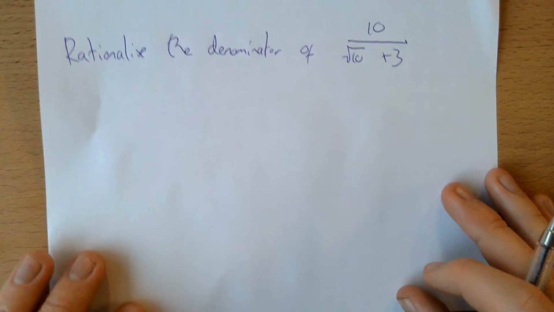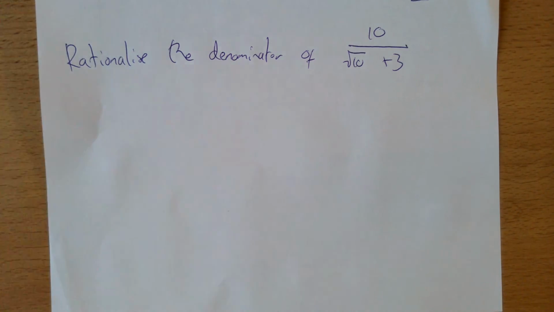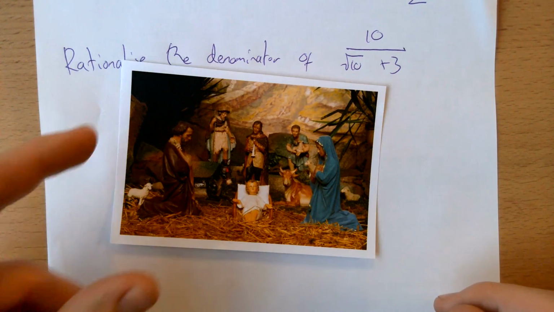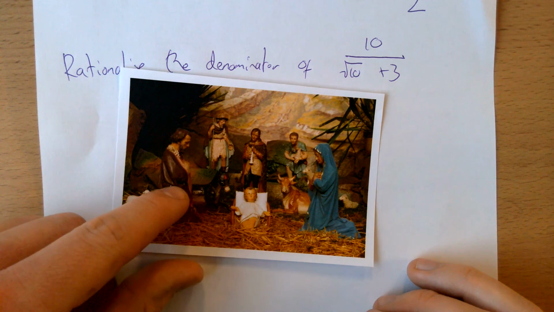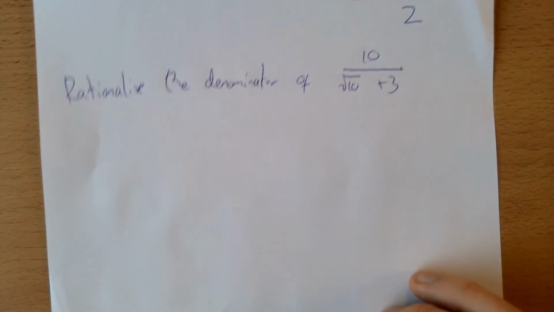Last thing for today then. Oh, it is Christmas. So here is a picture of a nativity scene with a particularly zen looking baby Jesus there. Very, very chilled. Not sure what instrument that man's holding. A lamb, I think.